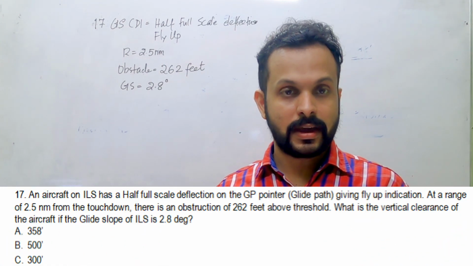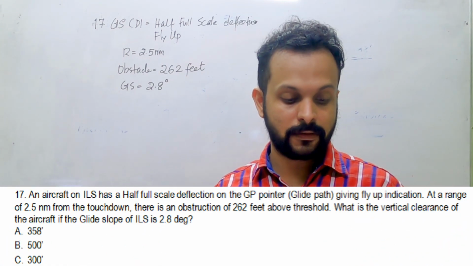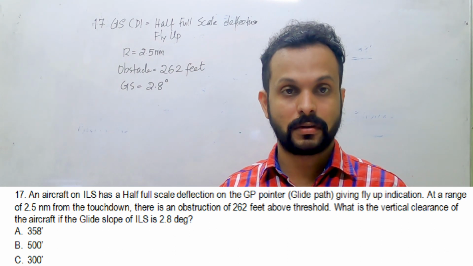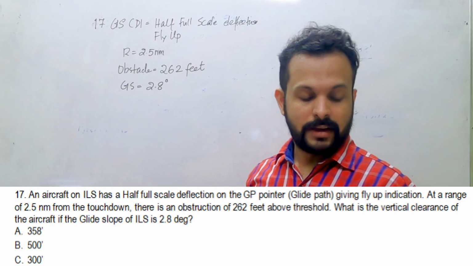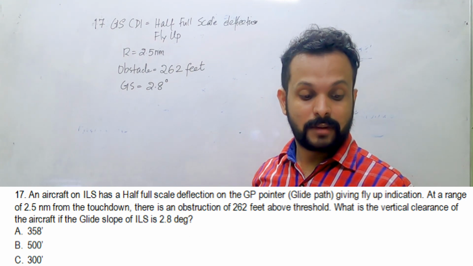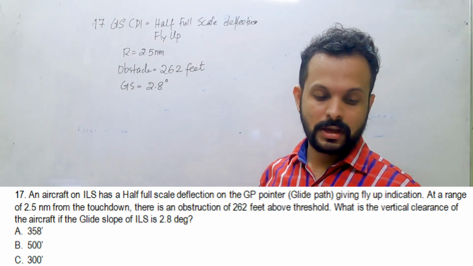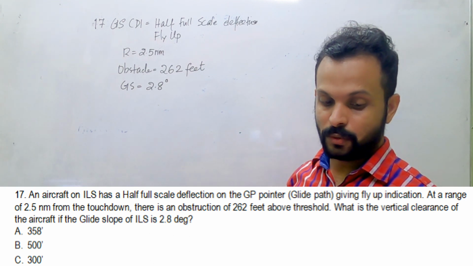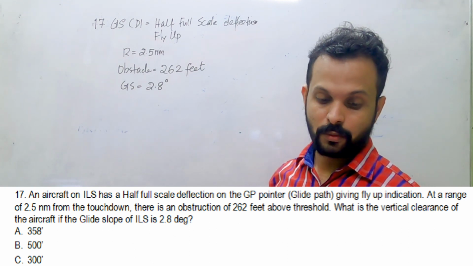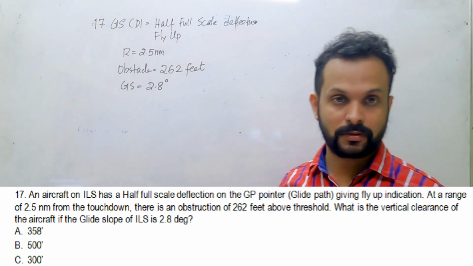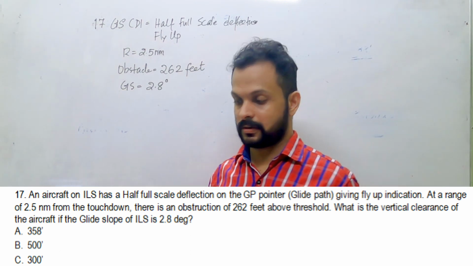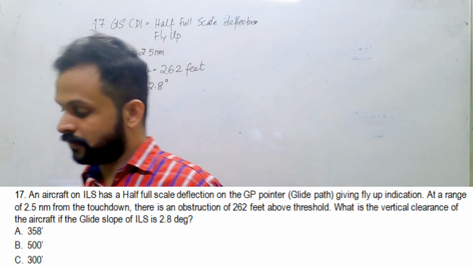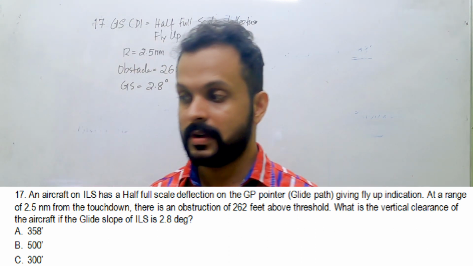An aircraft on ILS has a half full-scale deflection on the glide path pointer, which is the glide path, giving a fly-up indication. At a range of 2.5 nautical miles from the threshold, touchdown, there is an obstruction of 262 feet above threshold. What is the vertical clearance of the aircraft if the glide slope of ILS is 2.8 degrees? It's very similar to the kind of question that we did previously.